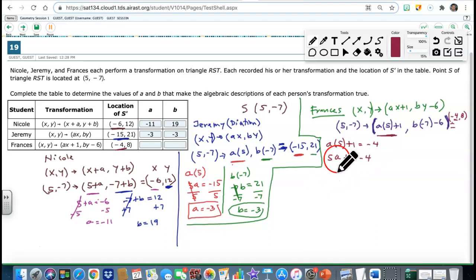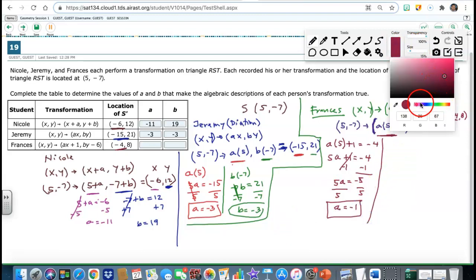Let's solve for a. Subtract 1 on both sides, because I have to cancel the positive 1. That gives me 0. 5a equals negative 5, right? Negative 4 minus 1 is negative 5. Last step, divide by 5. So right now we're reviewing equations. A equals negative 1. Amazing.